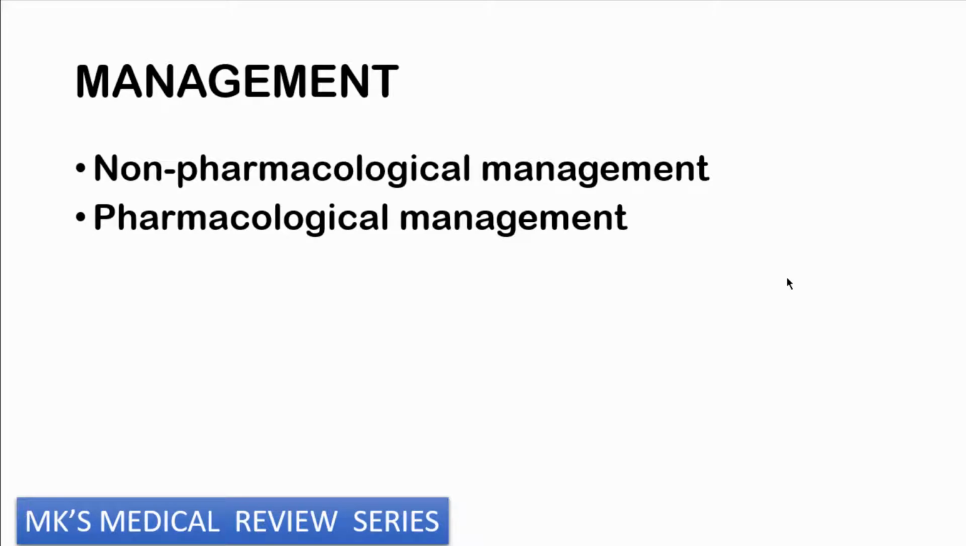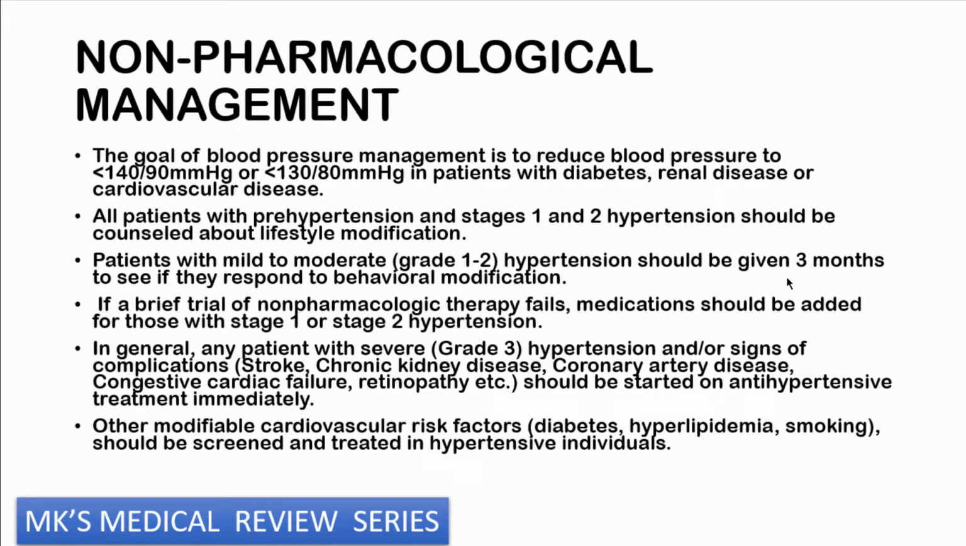Now, last but not least is the management of hypertension, which can be divided into 2 main groups. You have non-pharmacological management and you have pharmacological management. So in non-pharmacological management, the goal of this is actually to reduce the blood pressure to less than 140 over 90 millimeters of mercury, or ideally less than 130 over 80 millimeters of mercury in patients with diabetes or patients with renal disease or even patients with cardiovascular disease.